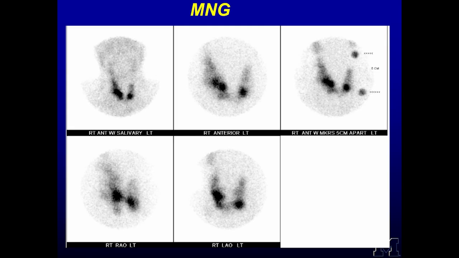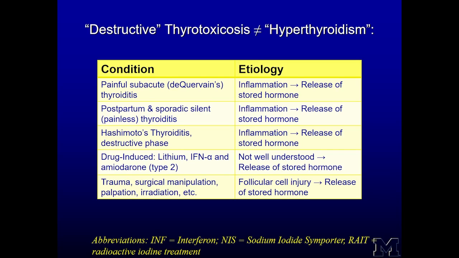And another image very typical of multinodular goiter, demonstrating heterogeneous radiotracer uptake throughout the thyroid gland, consistent with hyperfunctional nodularity. So destructive thyrotoxicosis, as we discussed at the beginning, is distinct from hyperthyroidism. Destructive thyrotoxicosis is due to leakage of preformed thyroid hormone from the thyroid gland due to inflammation.